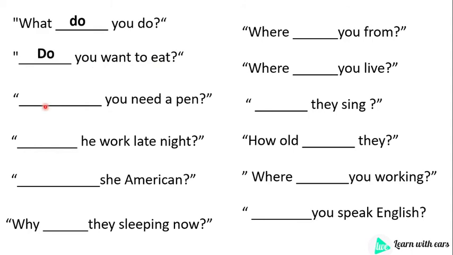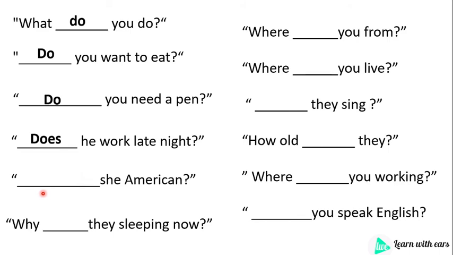Now next sentence, you need a pen. So here we have a verb need, and you means we have to use do. Now here, he work late night. In this sentence also we have a verb work but singular subject. With singular subject we use does. Does he work late night?